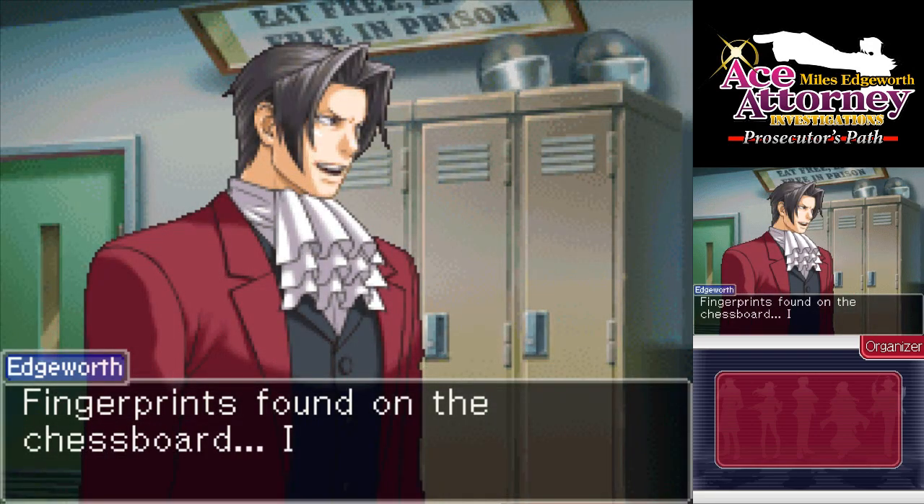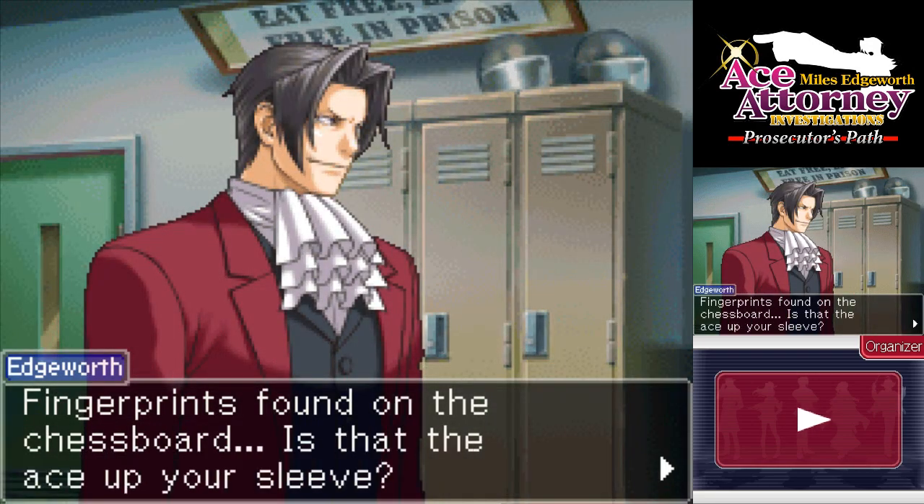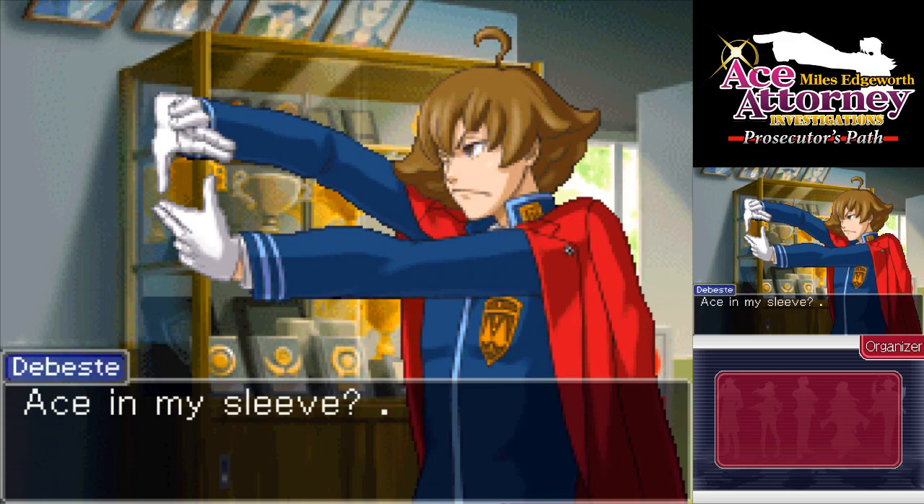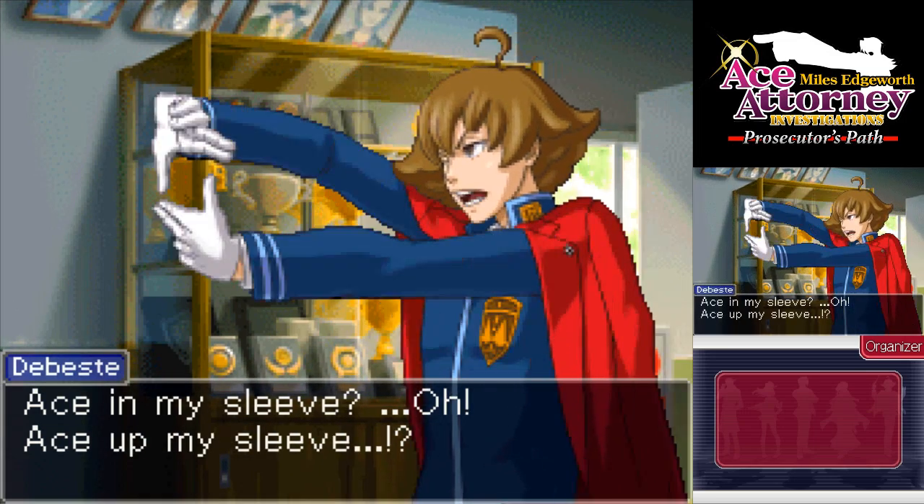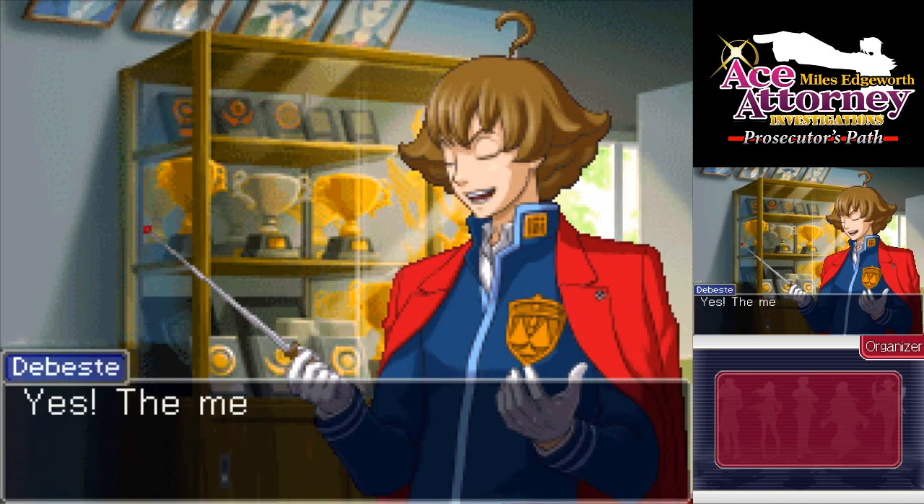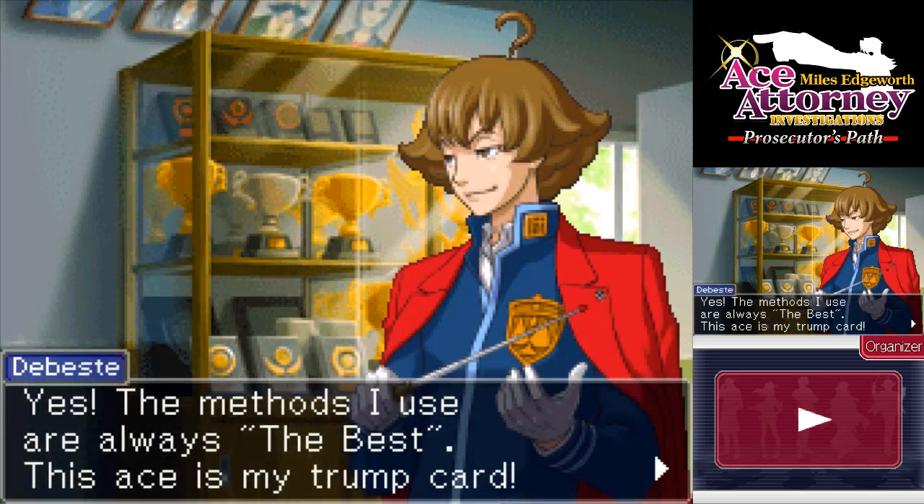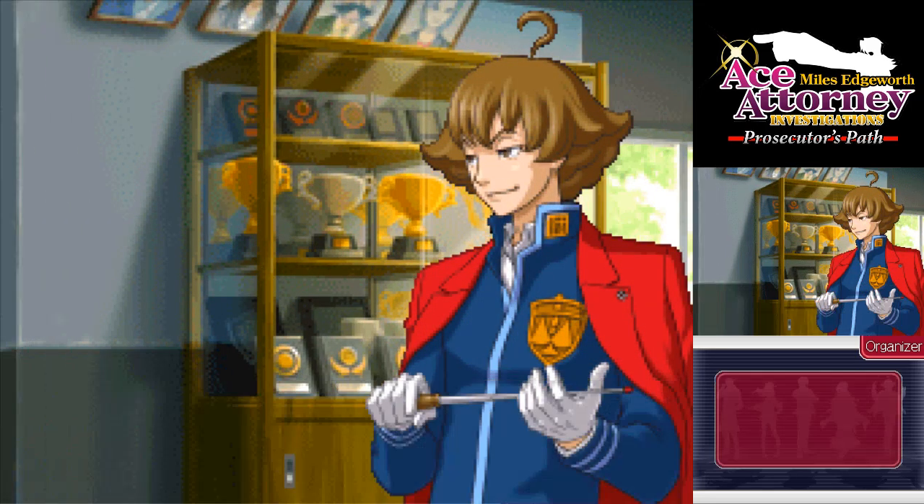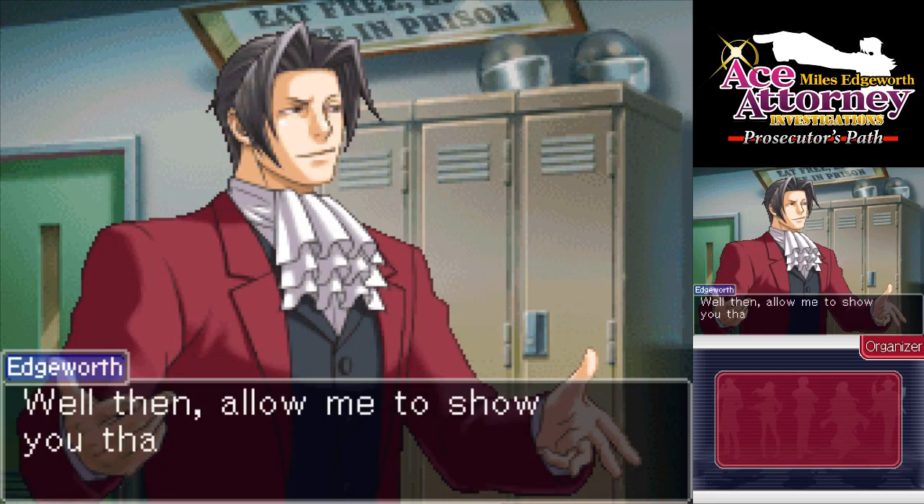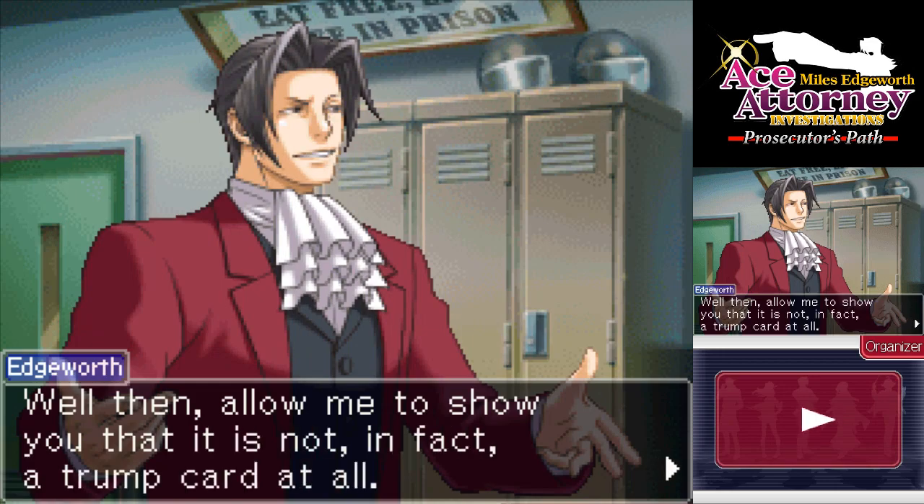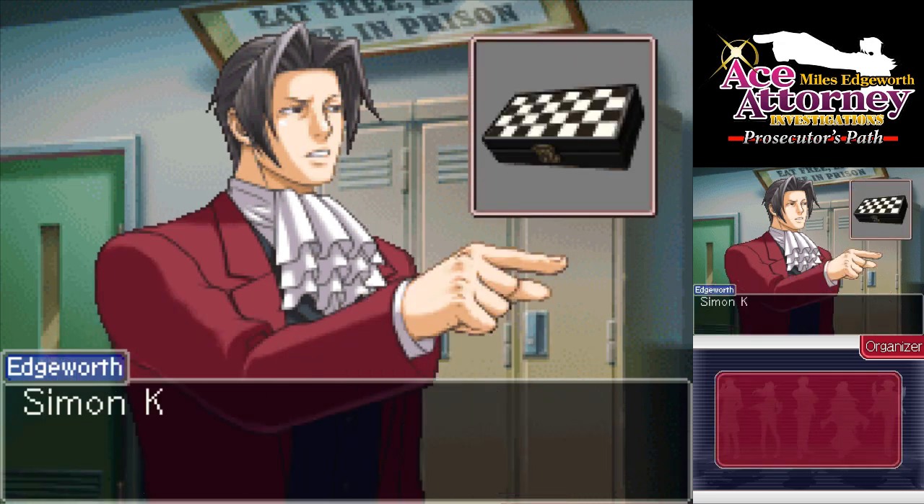Fingerprints found on the chessboard. Is that the ace up your sleeve? Ace in my sleeve? Oh, ace up my sleeve. Yes, the methods I use are always the best. This ace is my trump card. God, why do I keep on using the Joker voice for everyone? Well then, allow me to show you that it is not, in fact, a trump card at all.